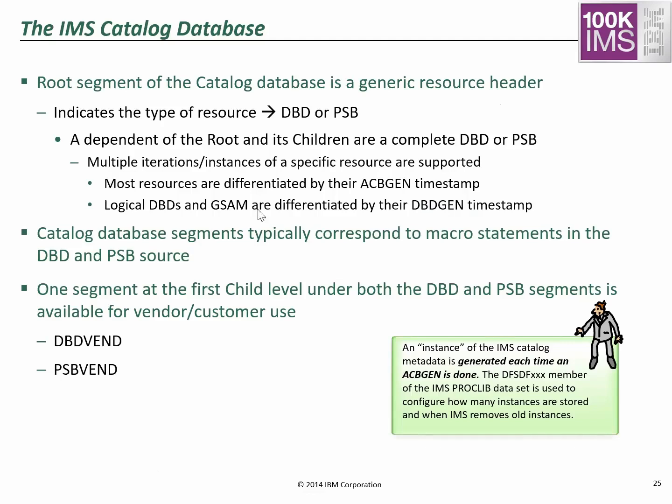And the catalog database segments correspond to the macro segments that you code in the DBD and PSB source. Now, one segment, the first child level under the DBD or PSB, is available for vendors or customer use. That's called the DBD vend segment or the PSB vend segment. And that's where we store vendor information for that DBD.